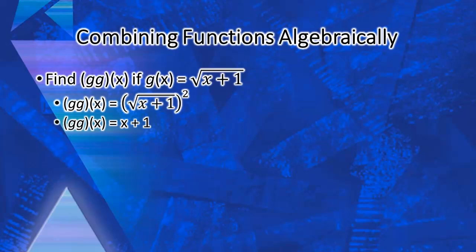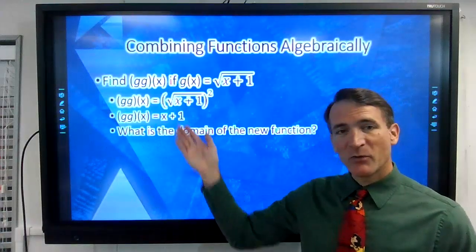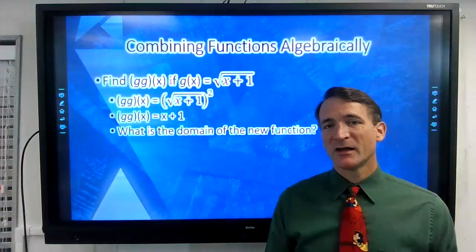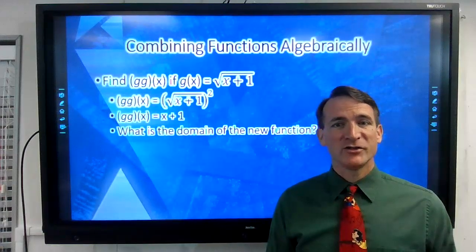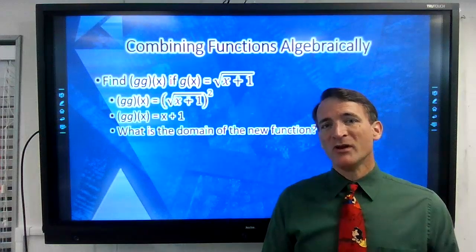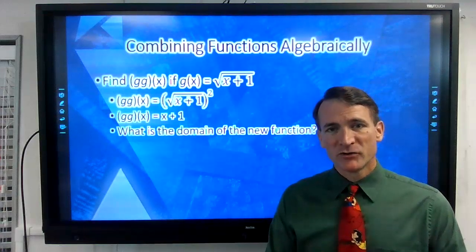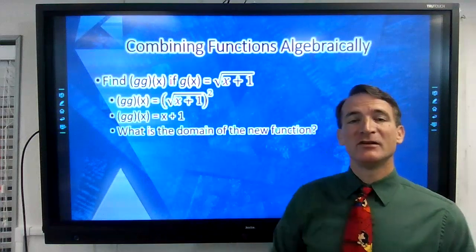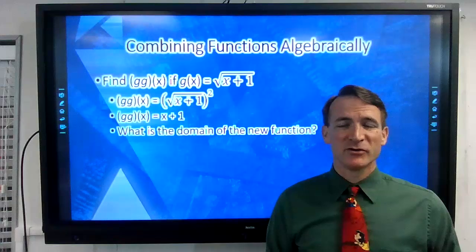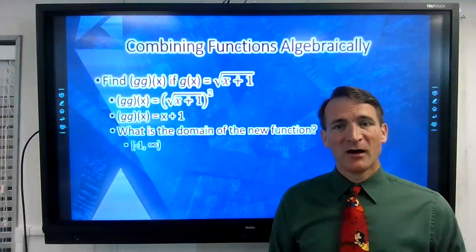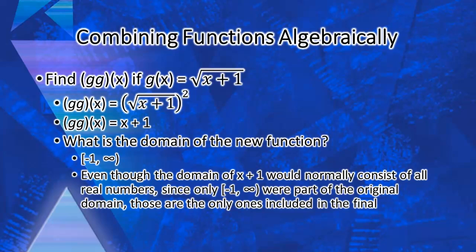Now, what is my domain for this new function? Well, if that was the only part that we knew, we would say it's all real numbers. I could plug in any value for x and come up with a legitimate answer for my g of x. However, we need to remember, where did we start? Where do we come from? Our original domain had the domain of -1, including all the way out to infinity. So that is also going to be the domain of my new function, -1 all the way out to infinity.